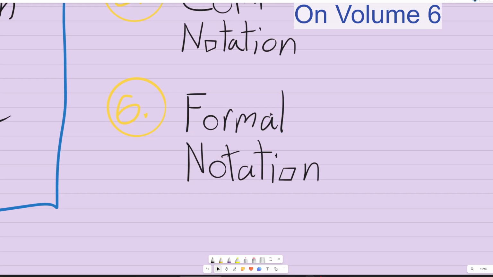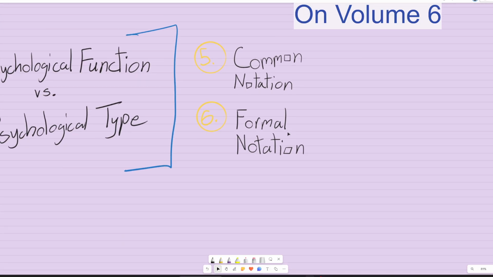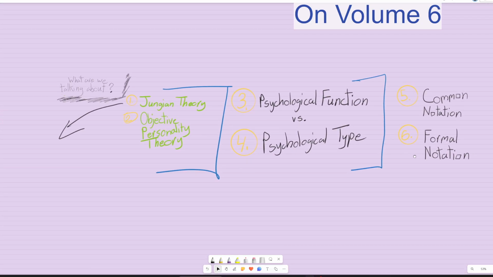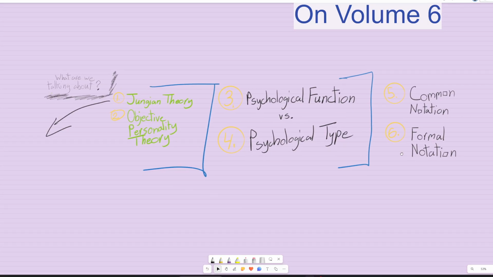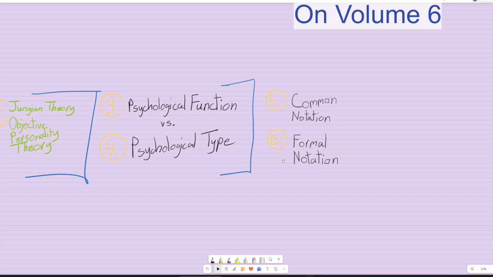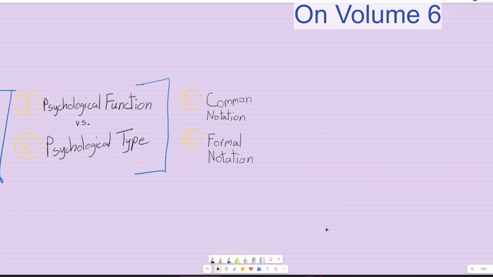Okay, so when we pick this back up, we'll jump into psychological types, Jungian theory, objective personality theory, psychological function versus psychological types, and common notation and formal notation. Until next time.